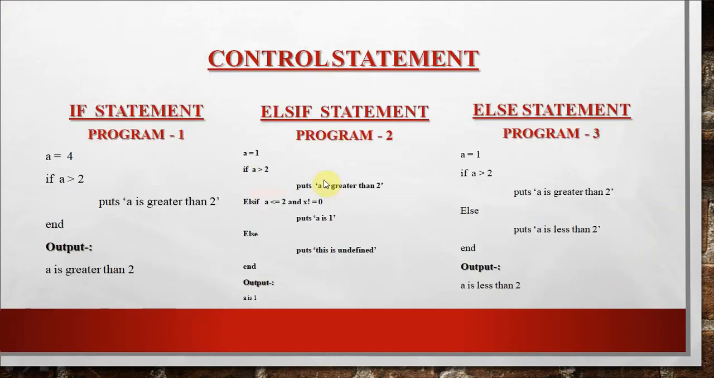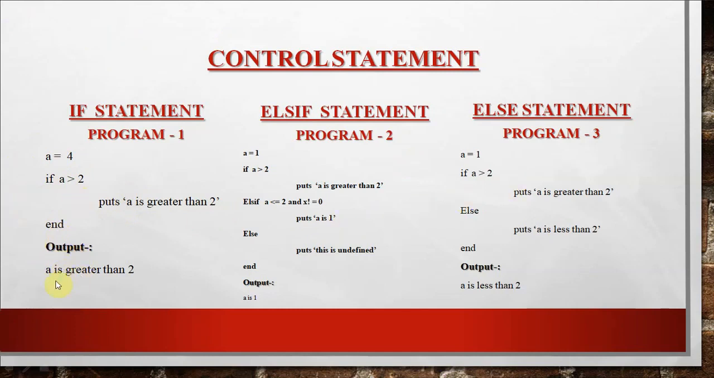Now see some more statements, control statements. The if statement, else if statement, and else statement. You can see here we have three programs. In the first program we have used the if statement. A equals 4, so we have written here if a greater than 2, then puts a is greater than 2, and the if is closed by end. So you can understand the use of the if statement from this slide.